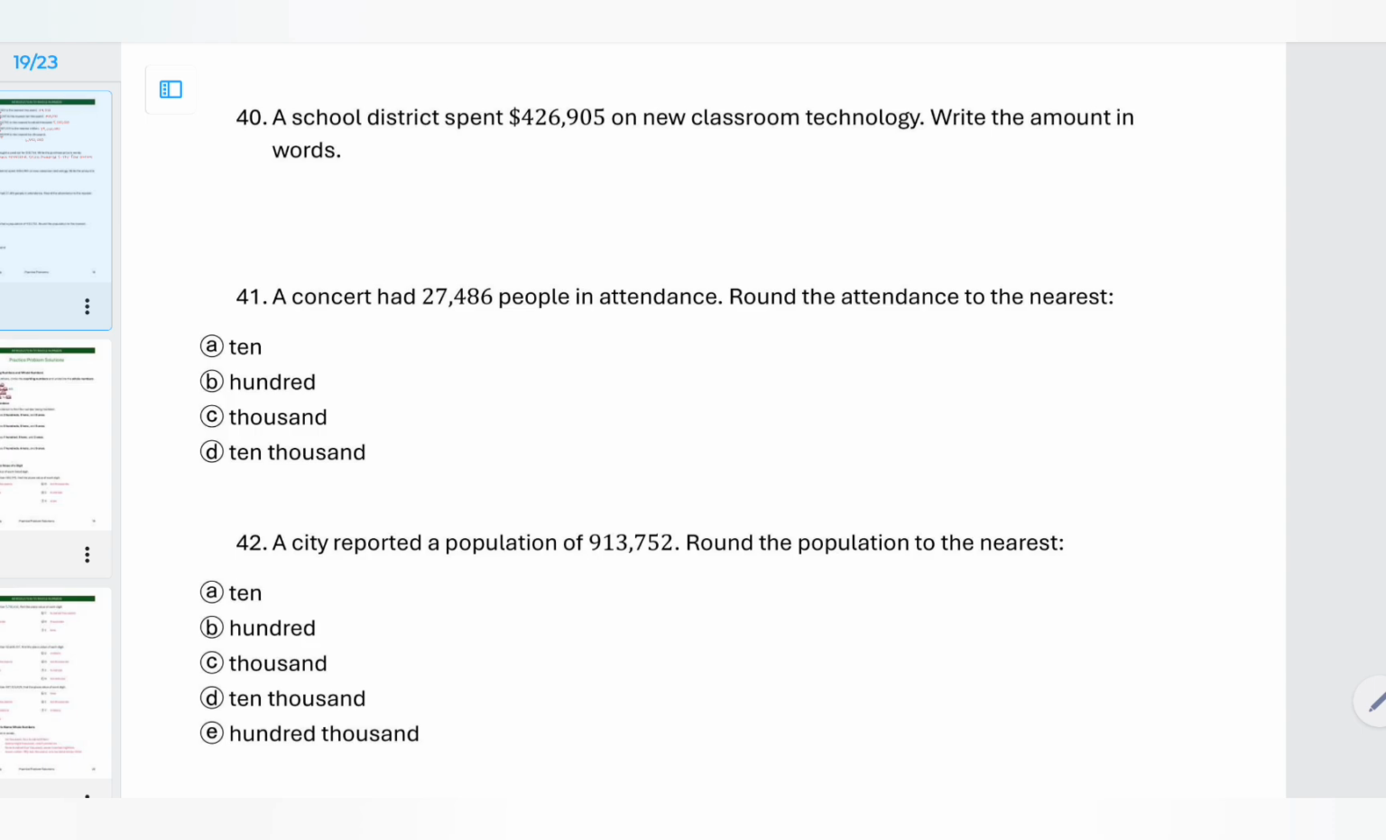A school district spent $426,905 on new classroom technology. Write the amount in words. So we have $426,000, comma, $905.